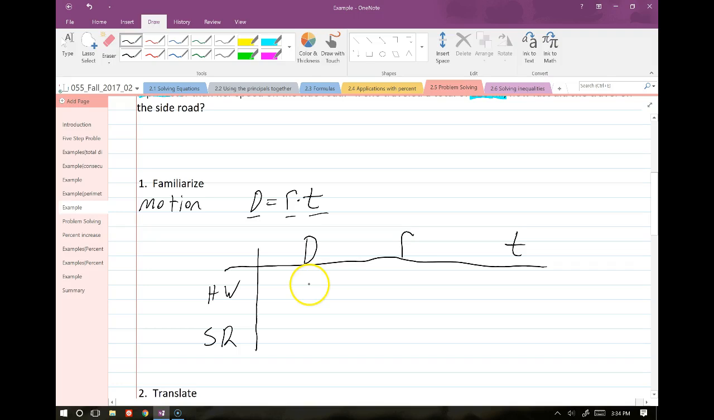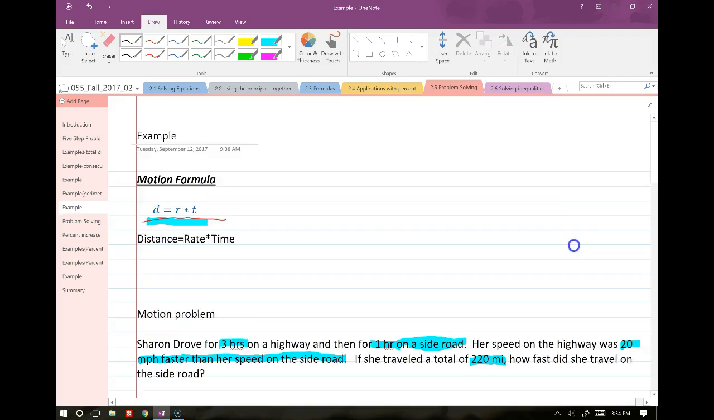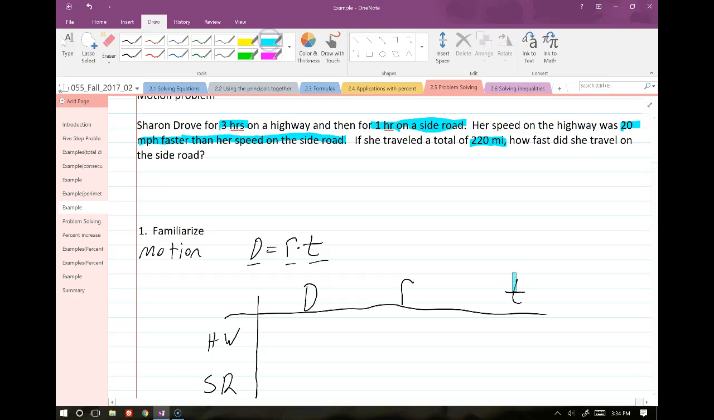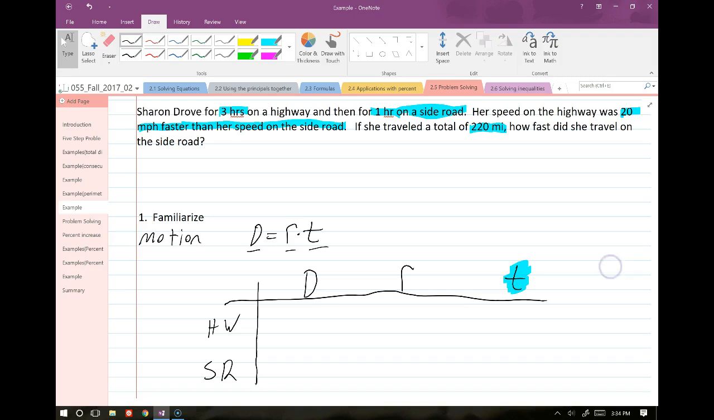So the rate on the highway, let's see now. Actually, let's just start out with the time column. That's going to make more sense with this one. So they gave us two times. They said on the highway, she traveled 3 hours. On the side road, she traveled 1 hour. Okay, now let's go back up to the problem and see if we can find a value for R.